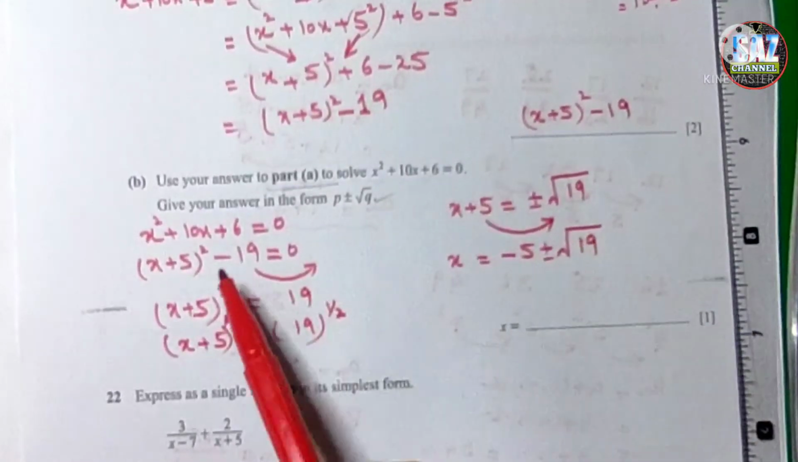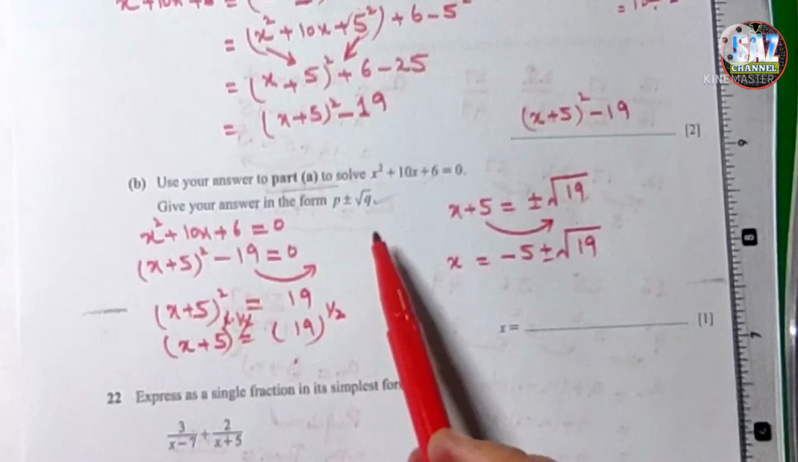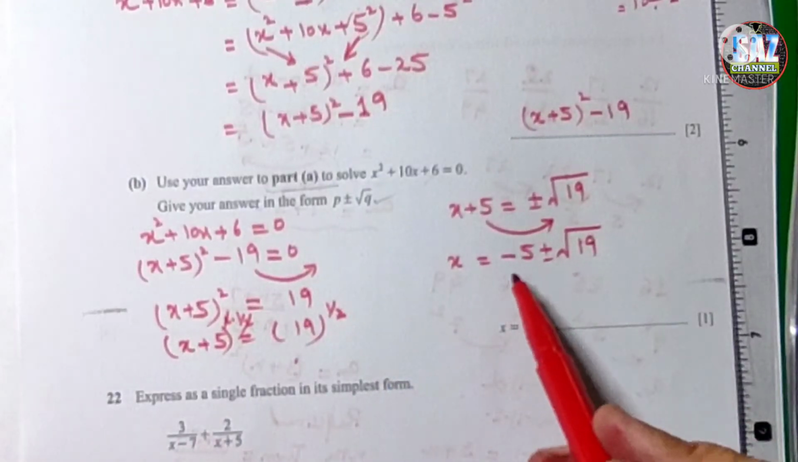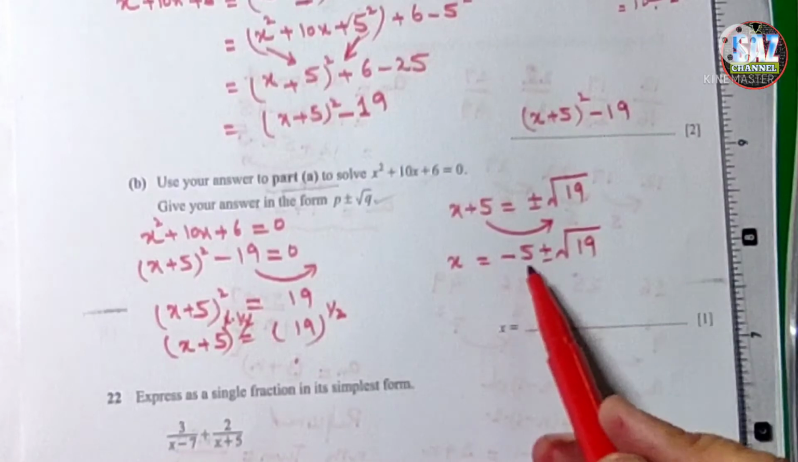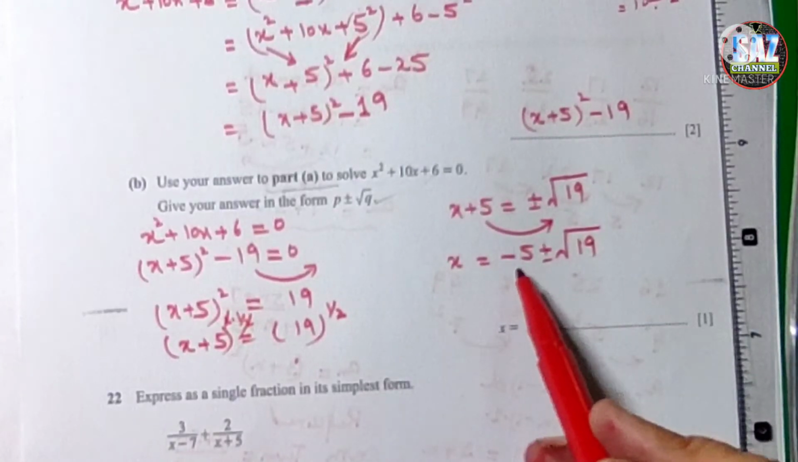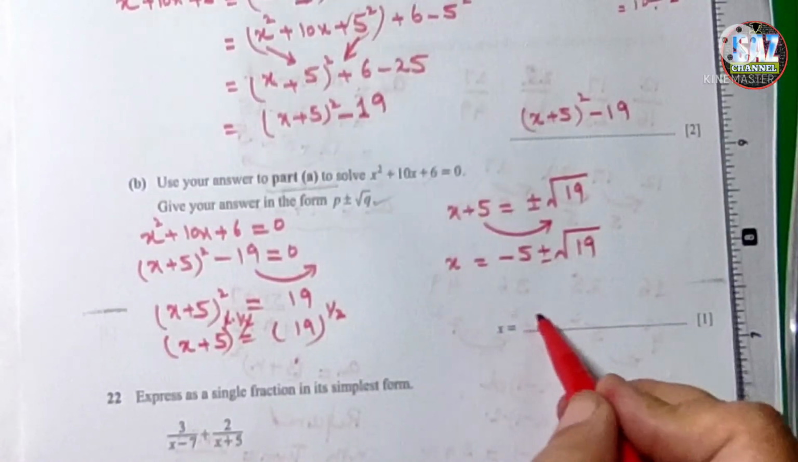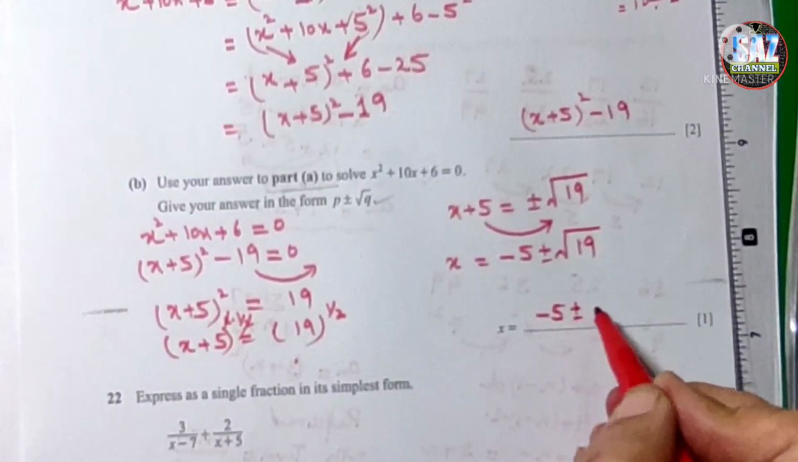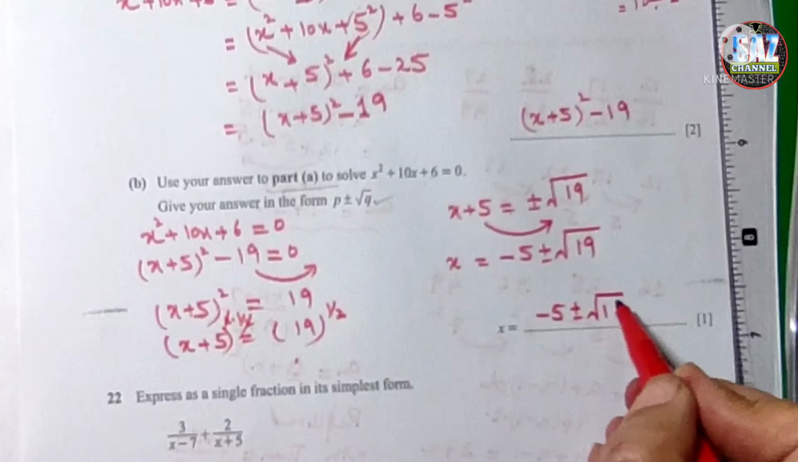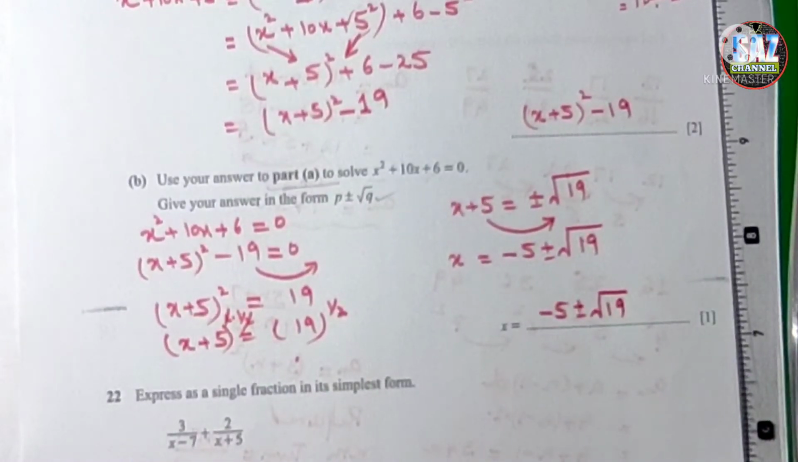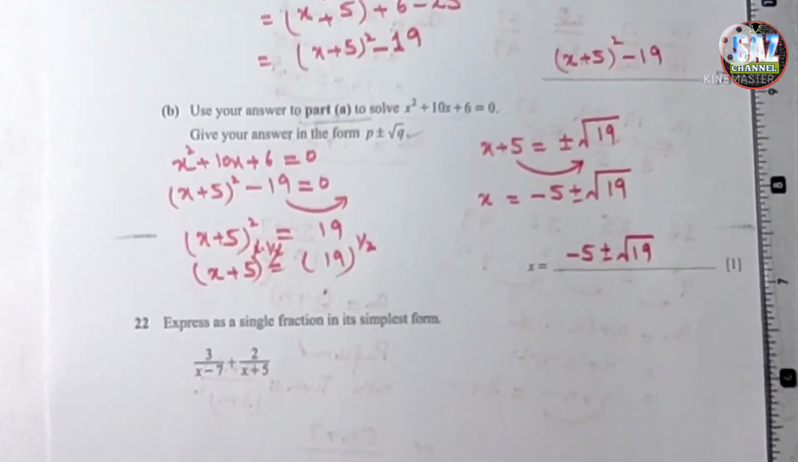Okay, and the question was saying give your answer in the form p plus minus square root q. So this is my answer in the form p plus minus square root q, where p is minus 5 and q is 19. So I have to fill up the answer space: minus 5 plus minus square root 19. Okay, really easy question. And let's move to the next question.